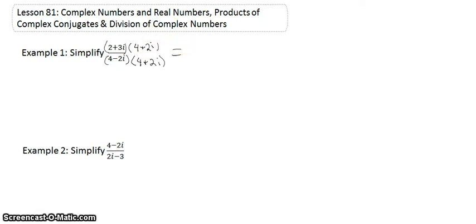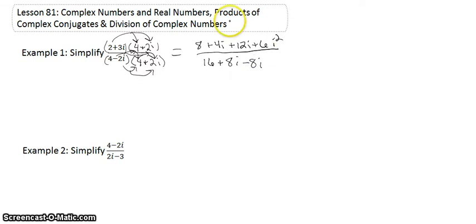Okay, and you would use basically foiling, so I'm going to multiply the 2 across, so that'll be 8 plus 4i, and then I'll multiply the 3i across, so that'll be plus 12i plus 6i squared, and I'll simplify that in a little bit. And then I'll also FOIL out the bottom, so I'll multiply the 4 across, so I'll have 16 plus 8i, and then I'll multiply the negative 2i across, and then that'll be a negative 8i and minus 4i squared. Okay, then I'll simplify these.